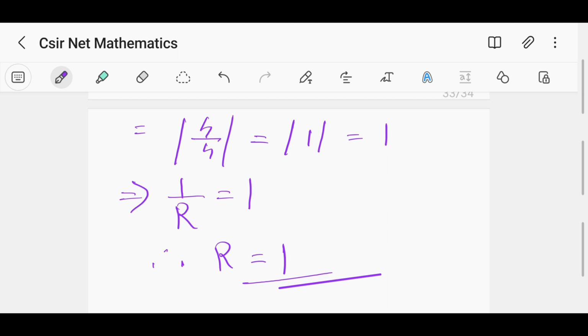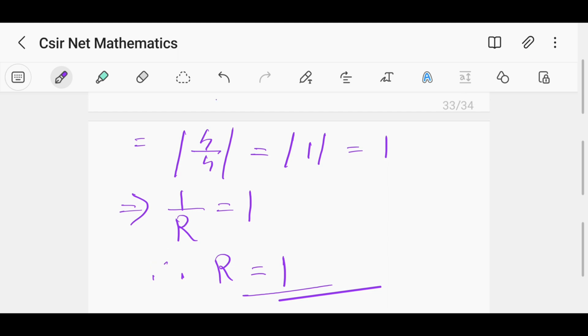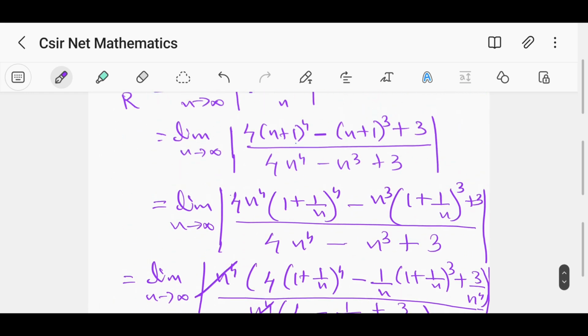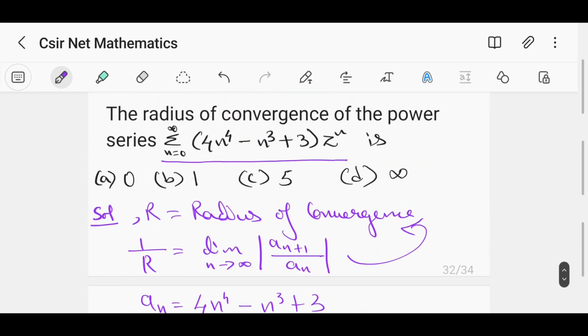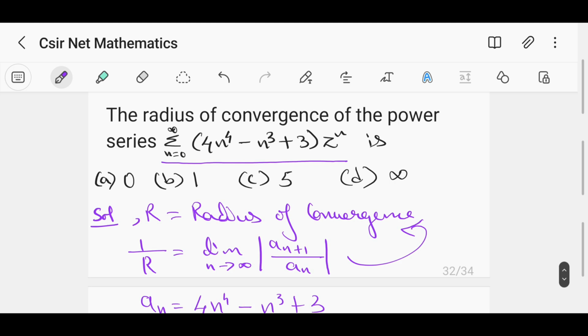In our options, we have option B as 1. So, this will be the correct answer.